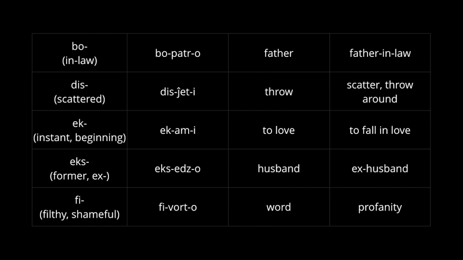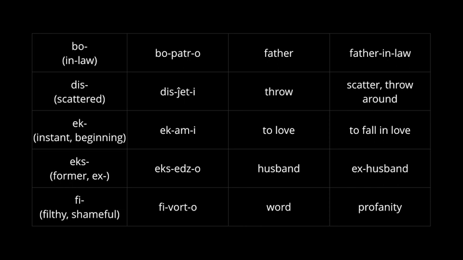Ek means the beginning, something that happens quickly at the beginning of something. So, ami is to love. Ekami is to fall in love. Ex, spelled EKS, is just what it is in English. It means the ex of something. So an edzo is a husband, eksedzo is an ex-husband.